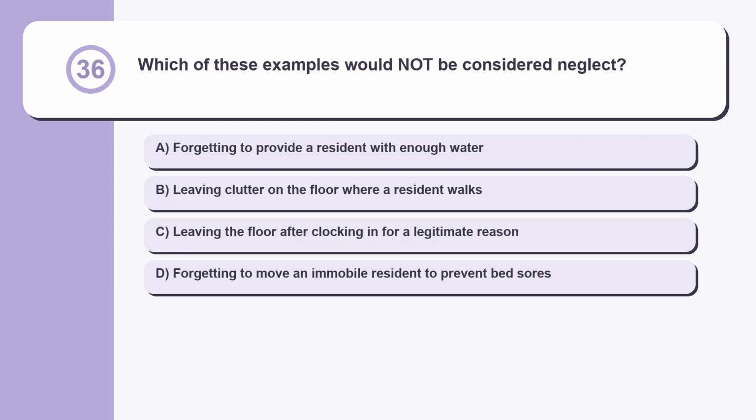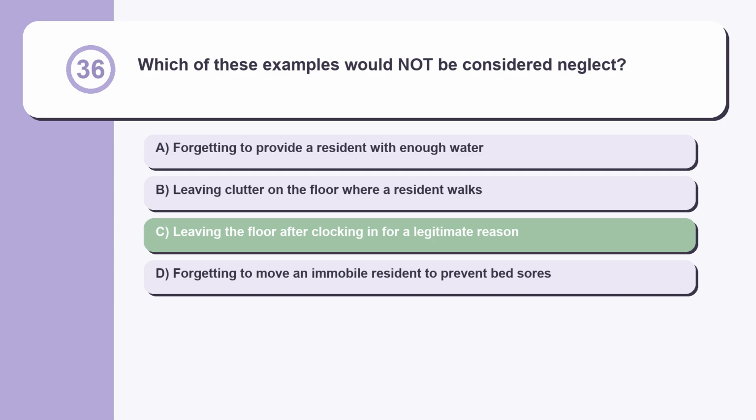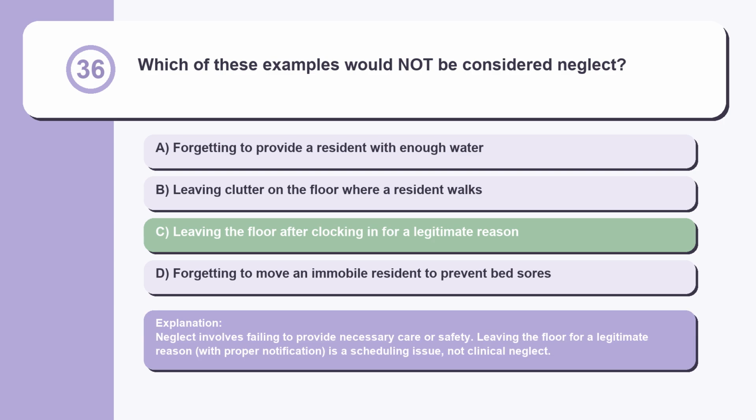Question 36. Which of these examples would not be considered neglect? Forgetting to provide a resident with enough water. Leaving clutter on the floor where a resident walks. Leaving the floor after clocking in for a legitimate reason. Forgetting to move an immobile resident to prevent bed sores. Neglect involves failing to provide necessary care or safety. Leaving the floor for a legitimate reason, with proper notification, is a scheduling issue, not clinical neglect.